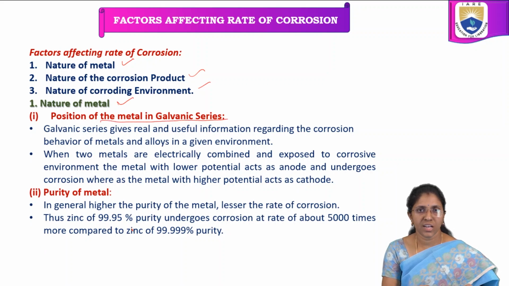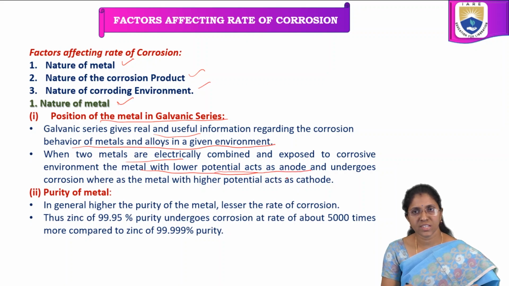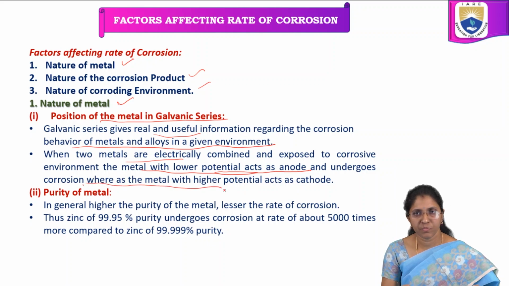We already know that the galvanic series and electrochemical series give real and useful information regarding the corrosion behavior of the metal. When two metals are electrically combined and exposed to a corrosive environment, depending on the electrode potentials, the anode will undergo corrosion and the cathode will be protected. The metal with low potential acts as the anode and can undergo corrosion, whereas the metal with the higher potential acts as the cathode and is protected.